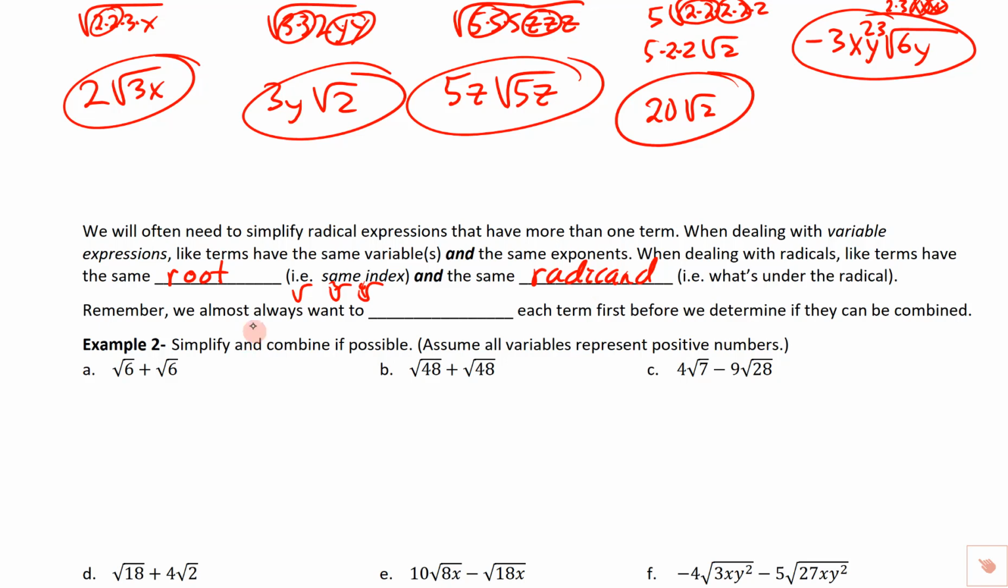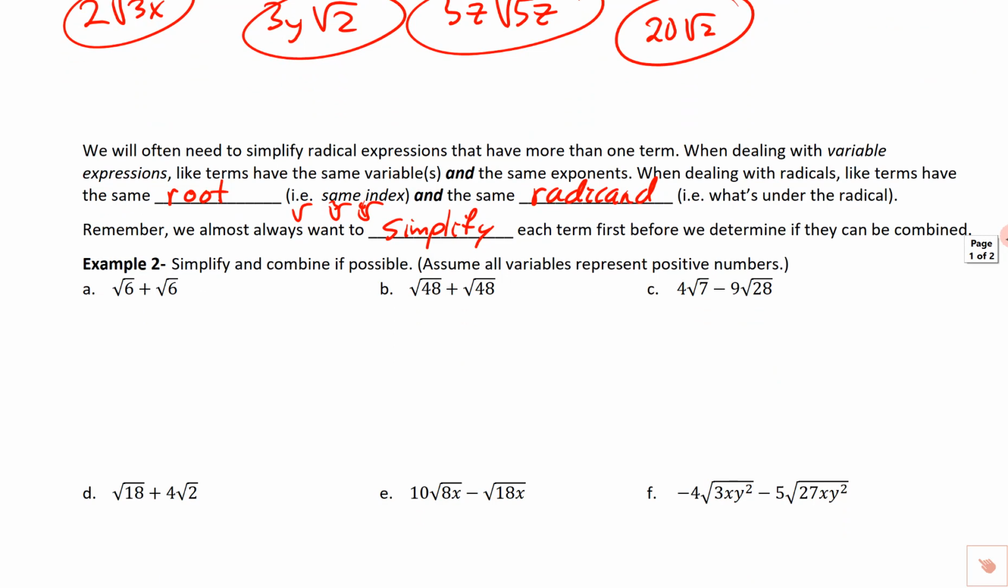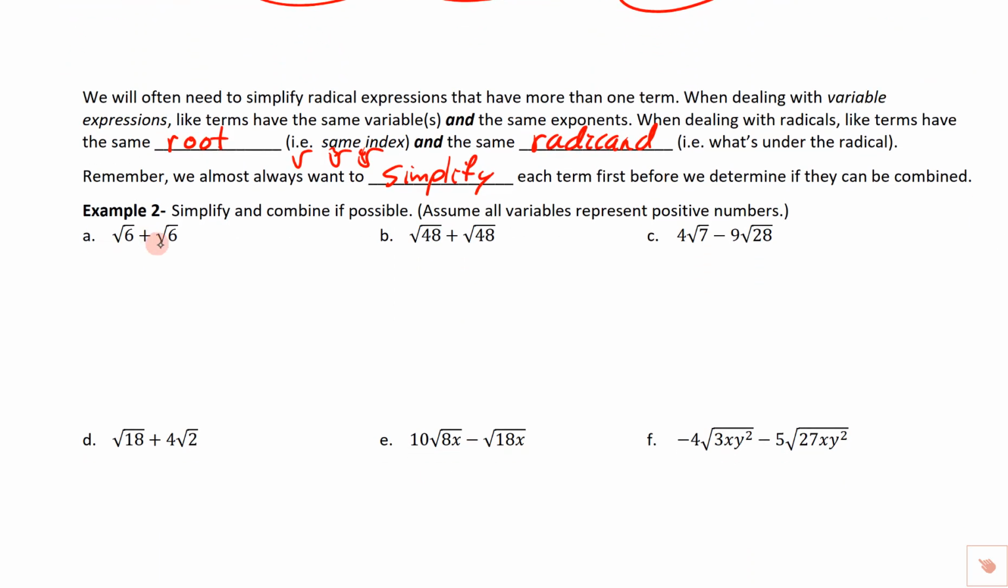And what we're going to do most of the time, almost always, we want to simplify each term. So let's write simplify here. So we want to simplify the radical before we determine whether or not they can be combined. And you'll see what I mean in just a second. So if we take a look at this one right here, neither one of these can be simplified. They have the same root, they have the same radicand. If I have one of these plus another one of these, I automatically get 2 of those. And that right there is the answer. It's as simple as that.